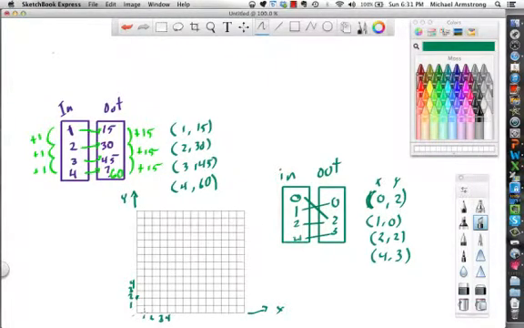1 and 0 is this point right here. That's 1 over and 0 up. And 2, 2 is 2 over and 2 up. And 4, 3 is 4 over and 3 up. So you always go over and up. So over 4, up 3. And that's that point. That's 4, 3. This one is 2, 2. This one is 0, 2. And that one is 1, 0. And we can do this all day long.